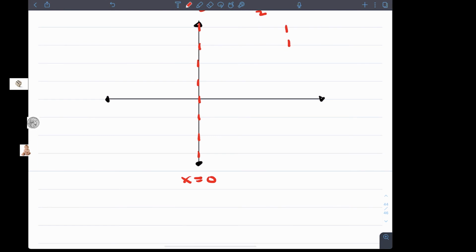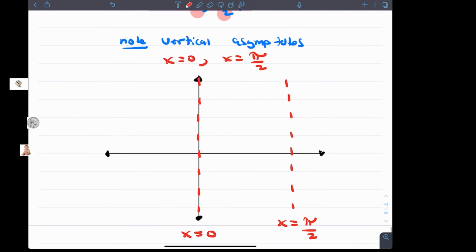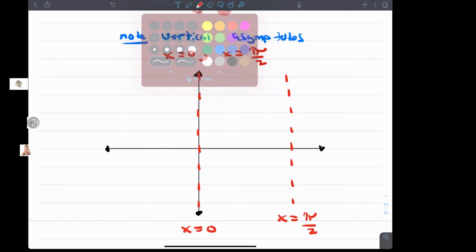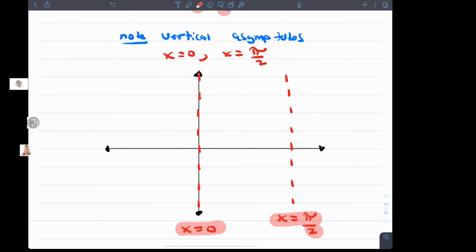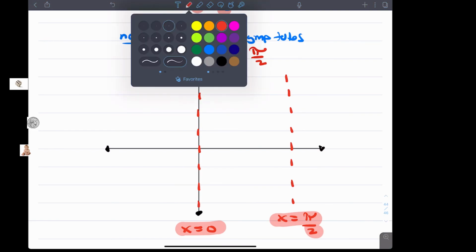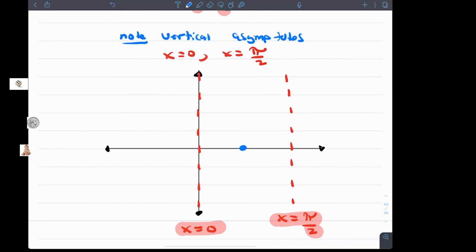X equals 0. And x equals pi over what? 2. There you go. Okay, you guys okay with that? X equals 0, x equals pi over 2. And what's the one thing you always want to do? You see that middle point there? Remember, how do you guys get midpoints? You add the values and divide by 2.